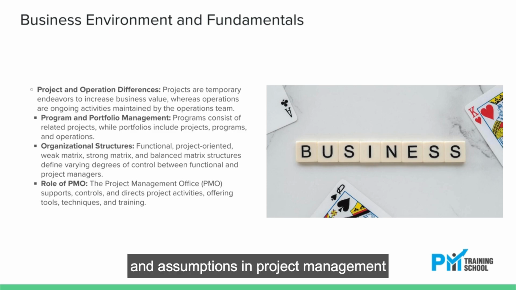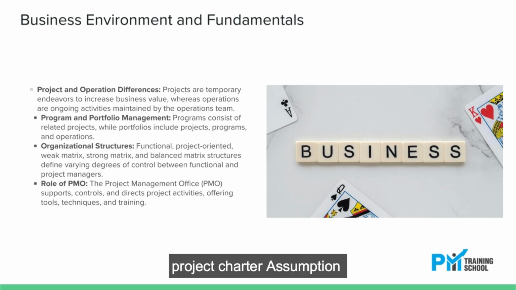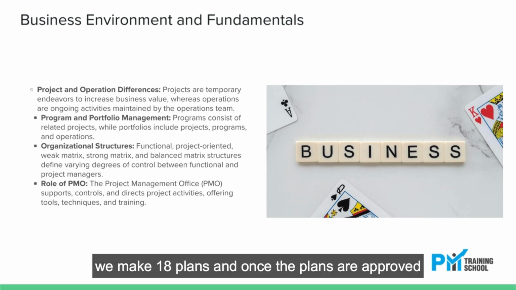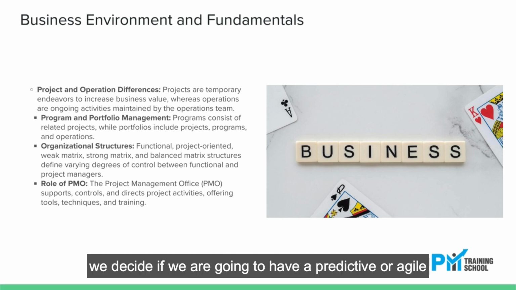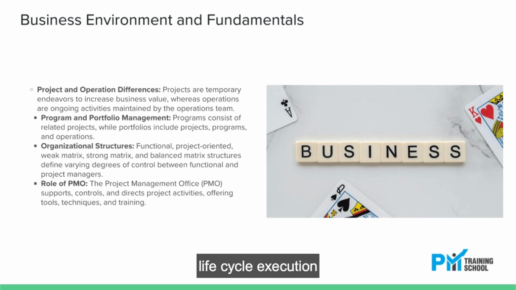In project management, the work is done across 5 process groups. Initiation: we create 3 documents: project charter, assumption log, and stakeholder register. Planning: we plan for the entire project. We make 18 plans, and once the plans are approved, we start working on them. At this point, we decide if we are going to have a predictive or agile life cycle.